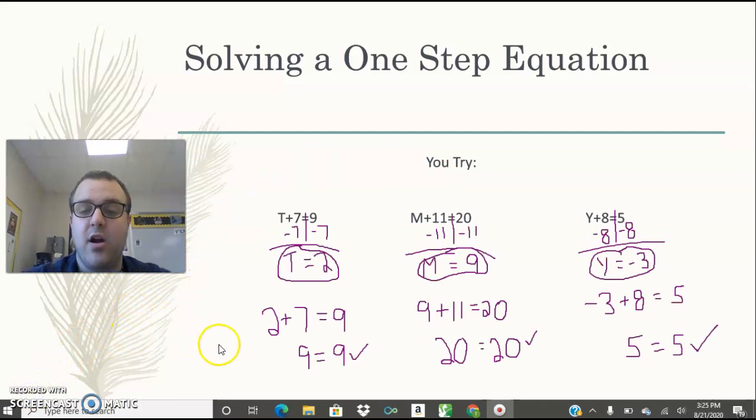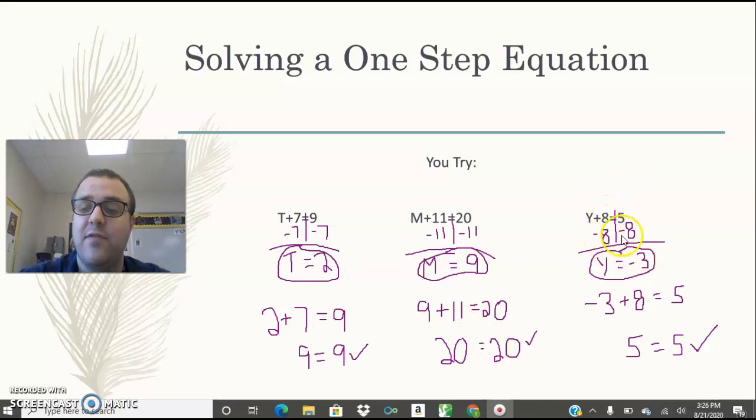All right, and we have our answers here. So for the first one, I subtracted 7 from both sides. I got t equals 2, checked my answer, and I got that 9 equals 9, which is true. For the second one, I subtracted 11 from both sides, got m equals 9, checked it, 20 equals 20, that one's good. The third one was a little weird. You might have had some issues with it.